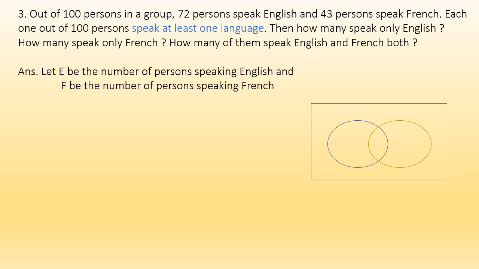We'll be denoting these circles with the letters E inside the circle. That is, E is the people who speak English. Then the second circle will be denoted with F. That is the people who speak French. Here comes the universal set. Universal set, when we write, it has to be written outside the rectangle. So outside the rectangle, we'll write U, which stands for universal set.